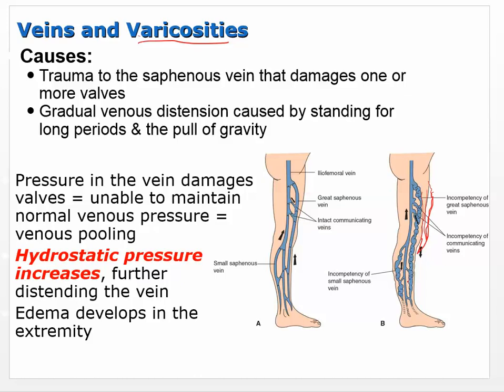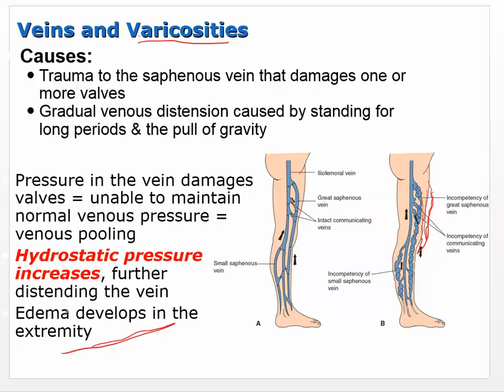And so now you're dependent on pushing it via the hydrostatic pressure. And if these valves are stenotic, or not working properly or damaged, then you will have a huge amount of pressure and distension. These will stretch and take on all of that blood. Okay, so hydrostatic pressure increases, further distending the vein, and edema develops in the extremity. Okay, so that's a varicosity.